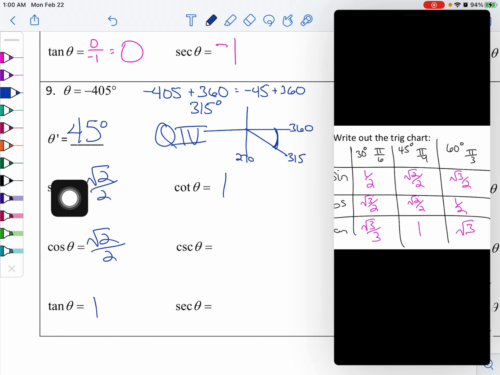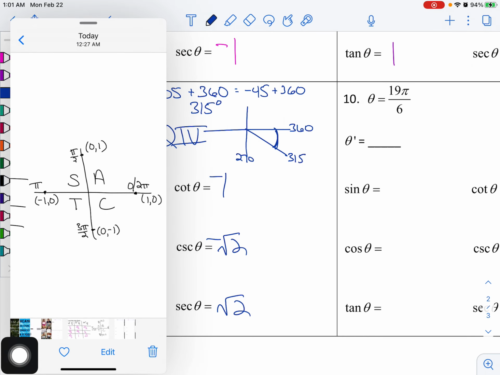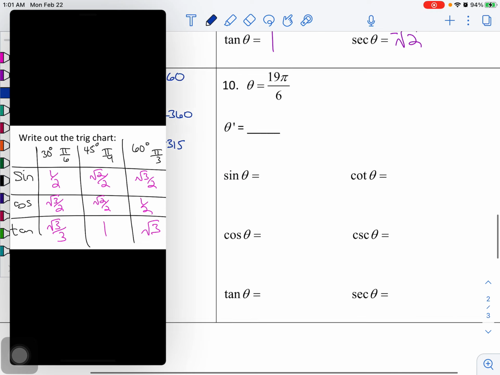Tangent's 1. All right, so cotangent's 1. We've done this a couple of times. So if I do the reciprocal of root 2 over 2, that just turns into root 2, and secant will be root 2 as well. Now in quadrant 4, C is the letter here, so that means that cosine and its reciprocal are positive. So sine is negative, cosine's positive, tangent's negative, cotangent's negative, cosecant's negative, secant is positive, because secant and cosine are the reciprocal functions to each other. All right, so that's problem number 9.